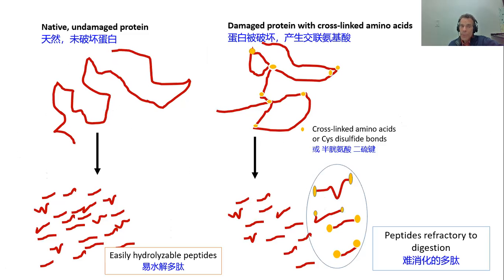So how does it work? A native, undamaged protein, not damaged by heat, is a long chain like this. When you hydrolyze it using a series of proteases in the gut, you end up with a series of easily hydrolyzable peptides, dipeptides, tripeptides, and individual amino acids. Pretty much the protein gets all chopped up into small pieces that can be digested and handled by the enterocytes: dipeptide, tripeptide, individual amino acid.